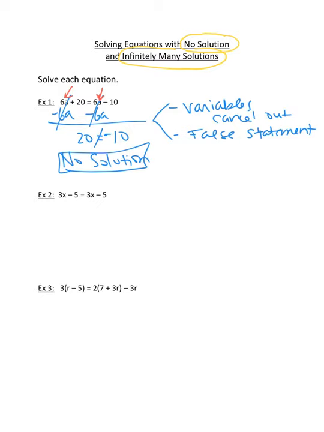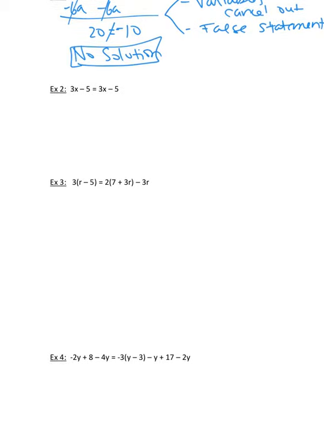The other situation, the new situation you'll come across, is example 2, where you'll notice that the left side and the right side are identical. 3x minus 5 equals 3x minus 5. If you see that, you actually don't have to solve the problem. You could just say the answer is every number works for this equation. So the answer is all real numbers.